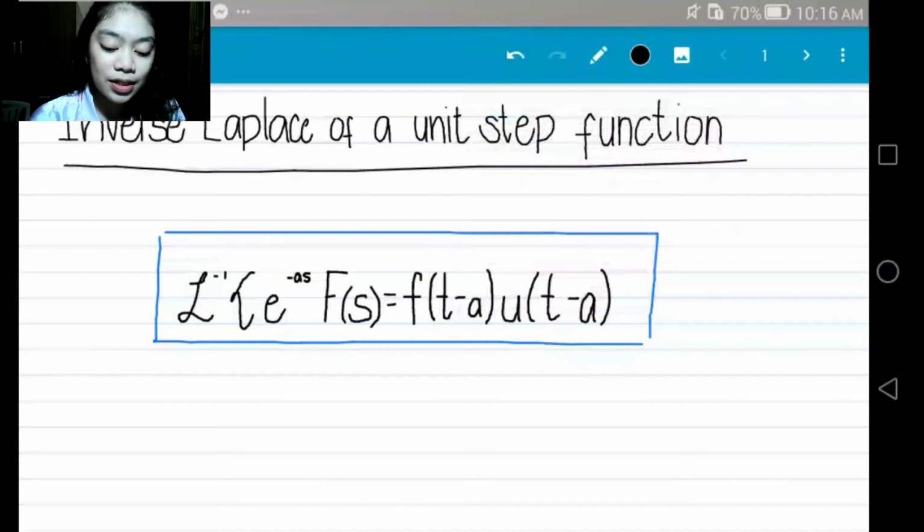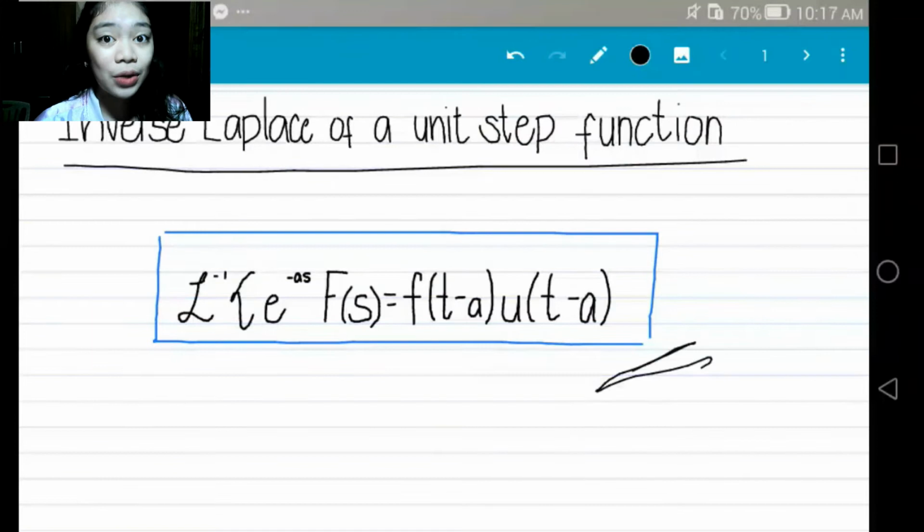The inverse Laplace of a unit step function has a general formula: Laplace inverse of e raised to negative as times F of s is equal to f of t minus a times u of t minus a. So we just have to remember this formula and we will be all good to go. So let's try using that formula in one problem so we can understand more about it.